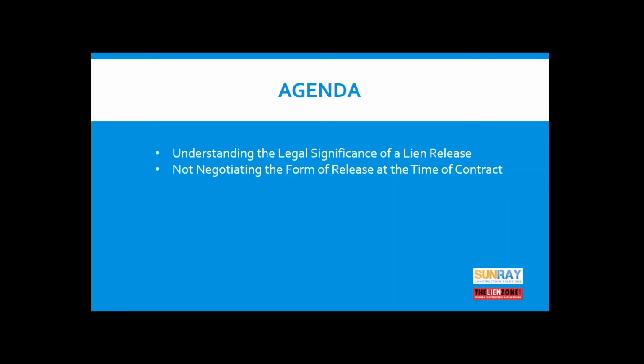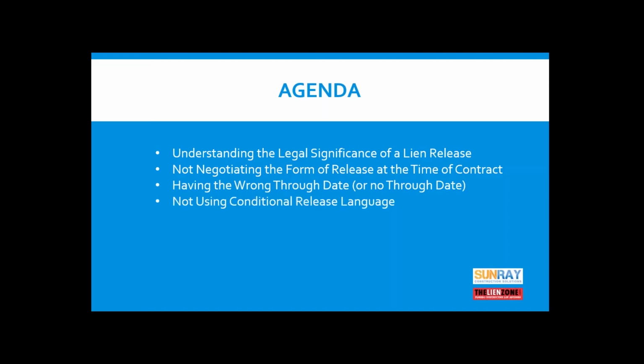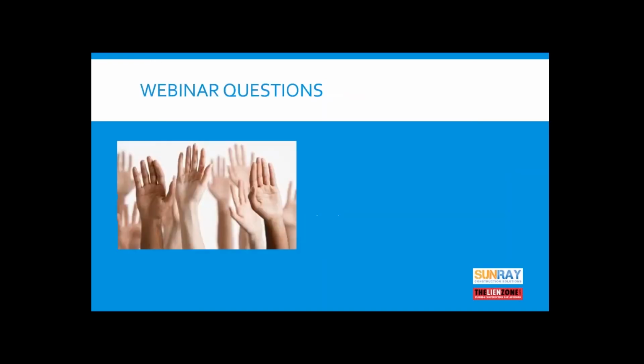First, the first mistake we see people make is not negotiating the form of the release when they sign a contract. Next is having the wrong through date or no through date. Next is not using conditional language in the release, that is, making the release unconditional and then finding out that you don't get the check that you're expecting. Next is not creating exceptions in the release if you know you have a claim and how to preserve that. Then Ariel is going to talk briefly about the Sunray release system.